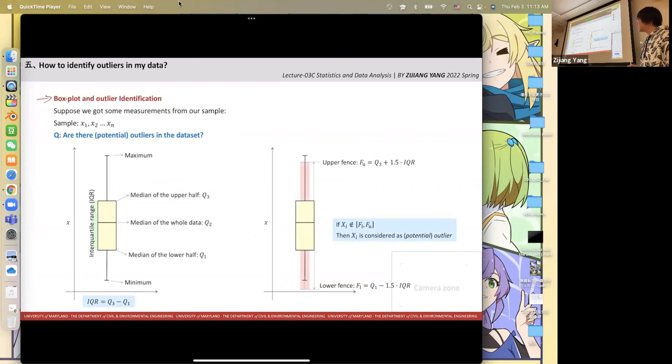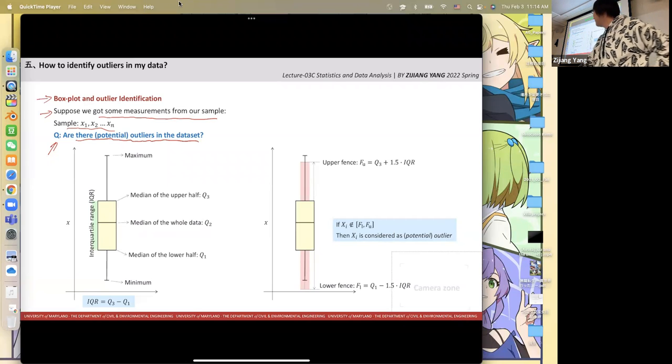I would like to talk about the box plot method to identify outliers. So let's look at our situation. Suppose we got some measurements from our sample, and again we have x1, x2, and so on up to x10. So we have a question: are there any potential outliers in the data set? Here I have a quote of "potential". I will talk about why I mention this as potential, but in this class, we can just ignore that and consider the outliers identified by the box plot method. They are outliers.